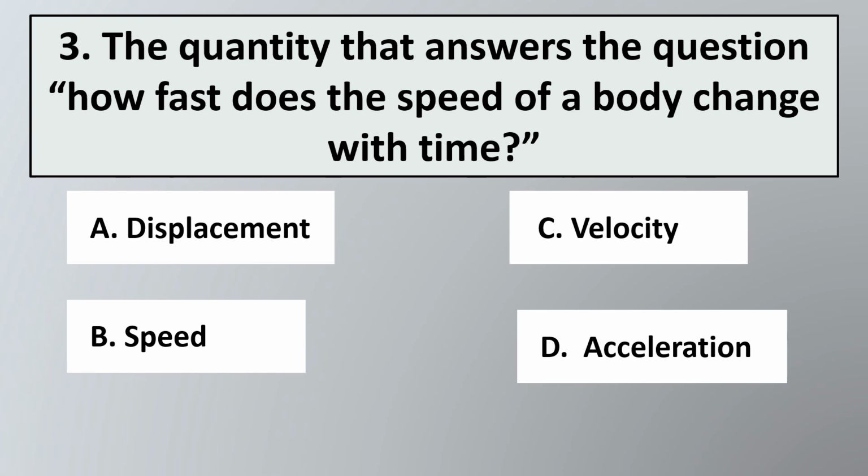The quantity that answers the question, how fast does the speed of a body change with time? All right. So notice that the keywords, how fast does the speed of a body change? Is it letter A, displacement, letter B, speed, letter C, velocity, or is it letter D, acceleration? The correct answer is acceleration.